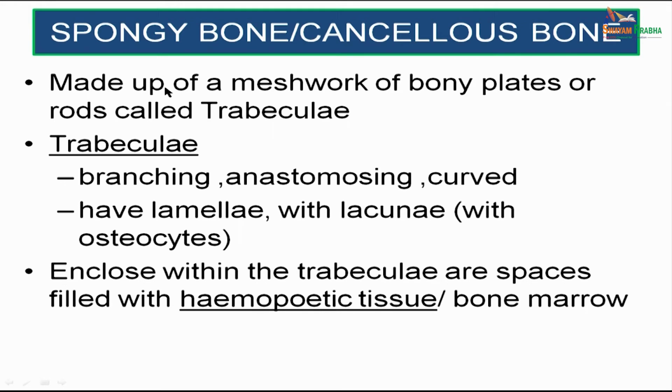Spongy bone is made up of a meshwork of bony plates and rods called trabeculae. The trabeculae are branching, anastomosing, curved. They also have lamellae with lacunae containing osteocytes. But enclosed within the trabeculae are very large spaces, and these are filled with hemopoietic tissue or bone marrow.